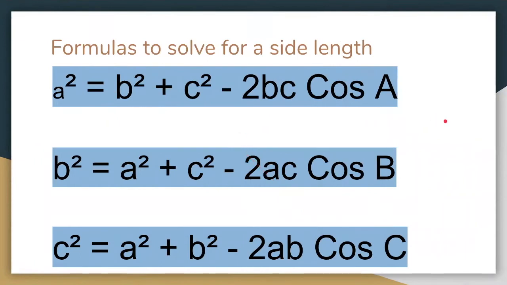There are 3 formulas to solve for a side length. And the one that we need is the first one, since we need to find side a. To find the side a, the formula is lowercase a squared equals lowercase b squared plus lowercase c squared minus 2bc cos A.